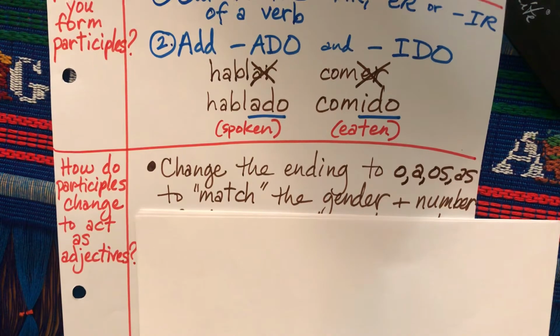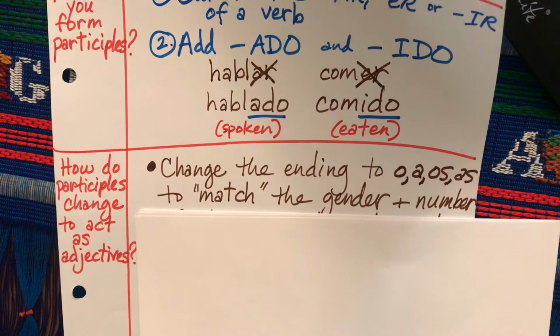So if it's a manzana, instead of saying comido, you'd say manzana comida. Comida is also the noun food, but in this case it's being used as an adjective, so it means eaten from the verb comer. You're going to recognize a lot of these participles as nouns that we've learned previously, like in Spanish 1 and 2. So, manzana comida, the eaten apple. Palabra hablada, the spoken word.